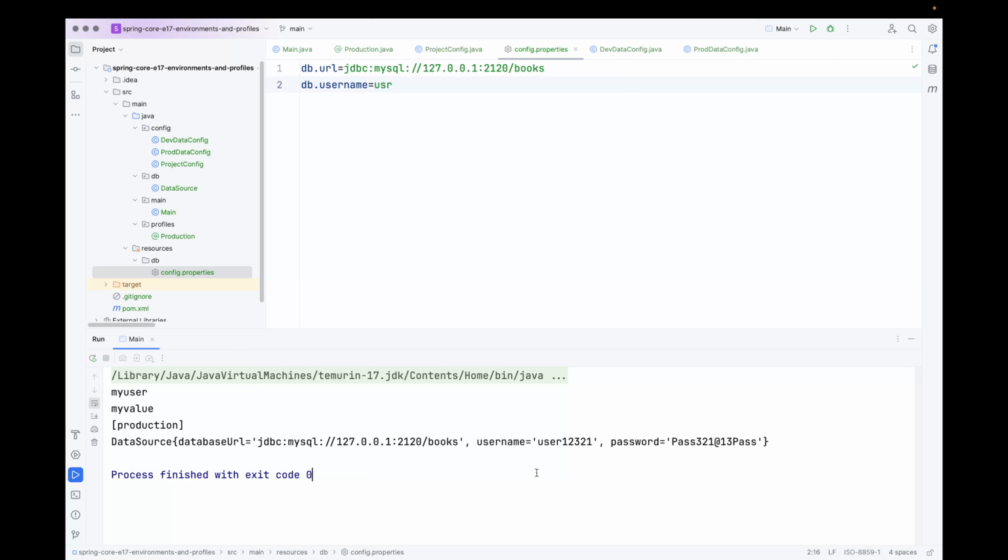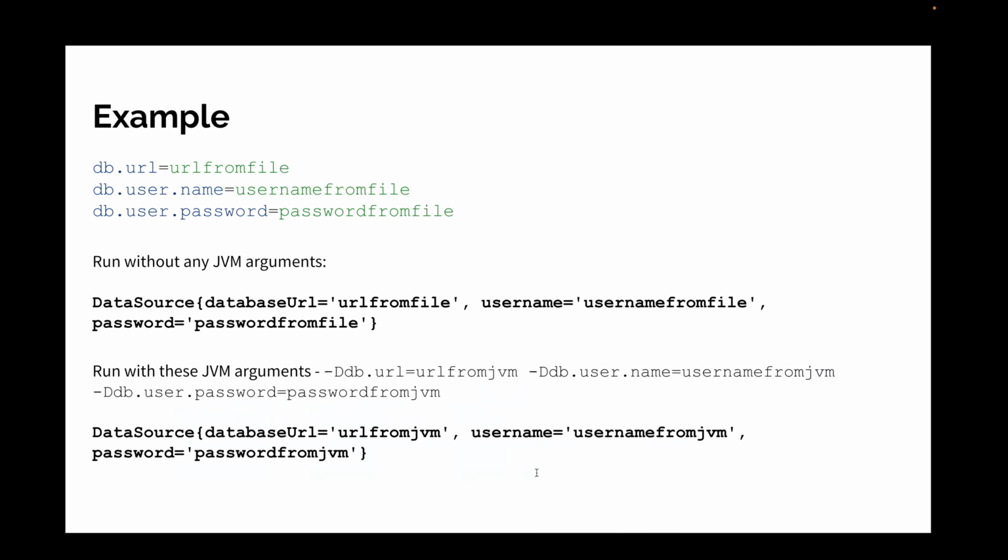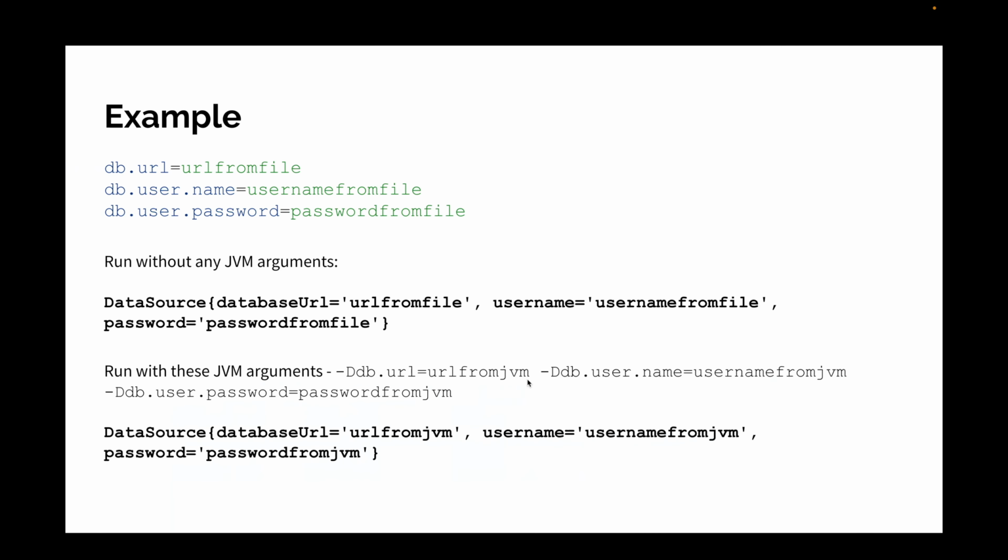So the JVM arguments have the highest priority, and if some property is not found in JVM arguments, then we look in system environment variables. If nothing is found there, then we look in the properties file. If nothing is found there, then the default value is used. If no default value is found, then the literal string is used. If that is also not provided, then the null value is used. So that's how property resolution works. So we have seen that if we provide JVM arguments, then the values defined in the properties file will be overridden. So that's it for this video.